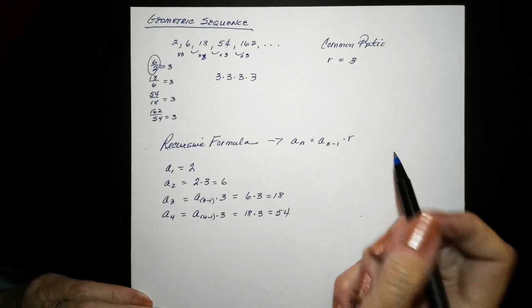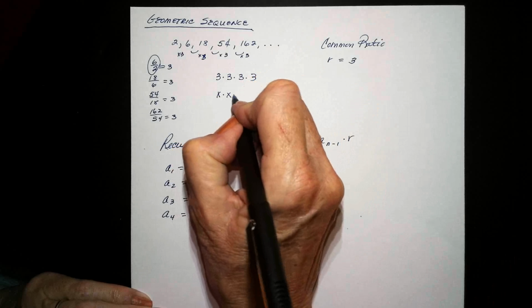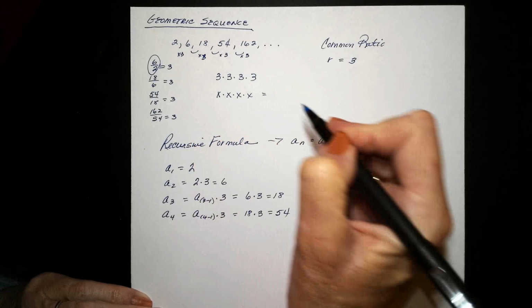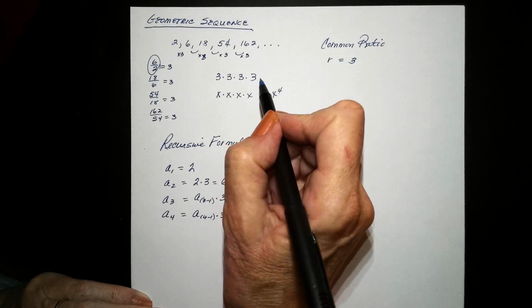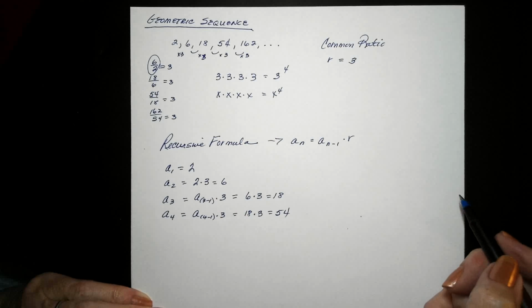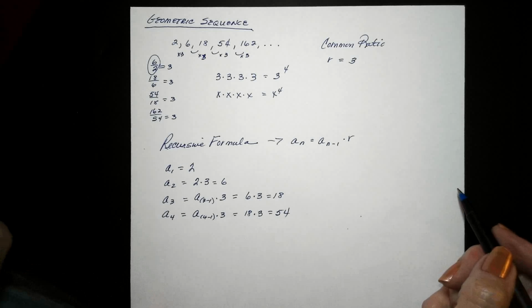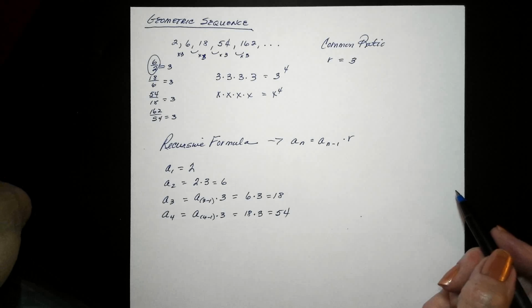And what does that look like? Well, I think if I had it times x times x times x times x, you would very readily go to, well, that's x to the 4th. And it's the same thing here. This would become 3 to the power of 4. Okay, and that is the difference between an arithmetic sequence and a geometric sequence.